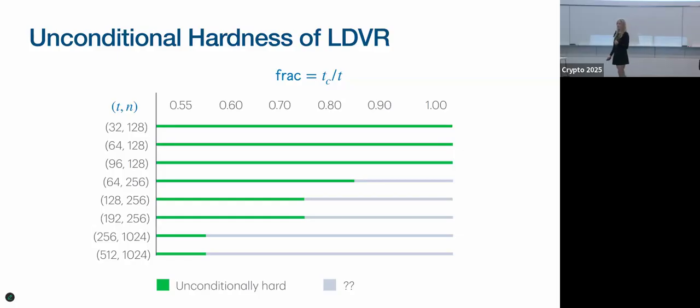So the unconditional hardness, you'll notice, actually extends all the way up to full adaptive security for small numbers of parties. And then for larger numbers of parties, we still get unconditional hardness close to T/2 and for some values above. In the gray zone, we don't know. We don't know if our bound is tight. So it's possible that the unconditional hardness can extend, but we don't know.